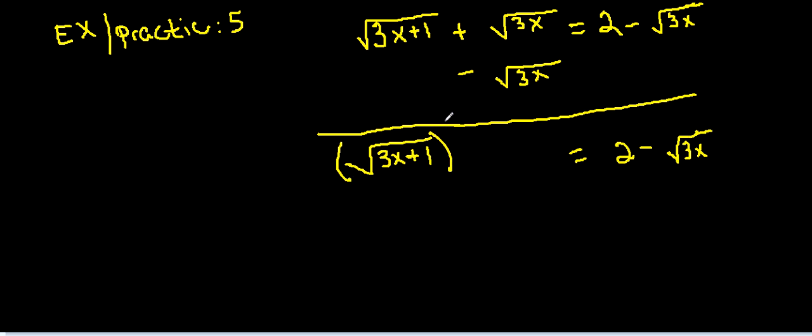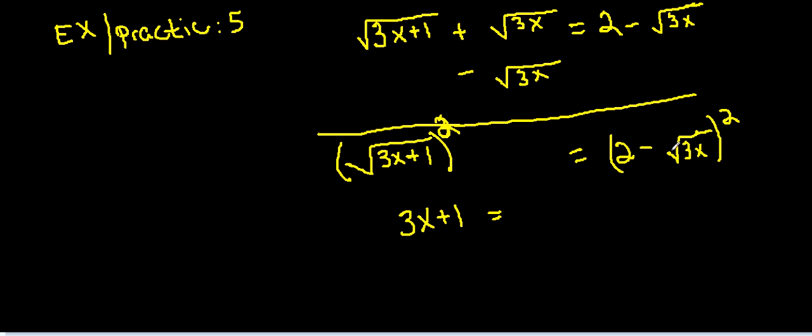Once it's isolated, then I can take this and cube both sides. Did I say cube? Or am I taking the square root here? I'm taking the square root, not the cube. So this is a square job. When I take the square of the square root on the left side, I end up with 3x plus 1. That's going to equal 2 minus the square root of 3x, squared.